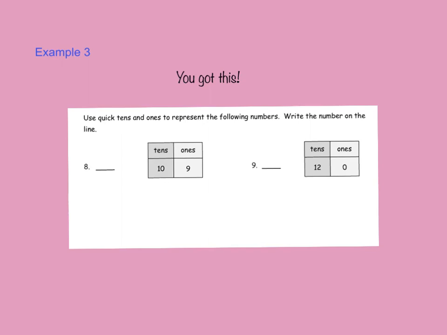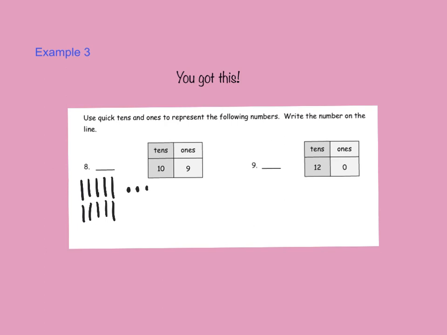For example 3, will be a little bit harder, but it's the same process. You got this. Use quick tens and ones to represent the following numbers. Write the number on the line. So, we're already given the number. In the tens, there's a 10. So you would draw out 10 of these longs. 1, 2, 3, 4, 5, 6, 7, 8, 9, 10. And then you see that 9 is in the ones. So you would just draw little units.